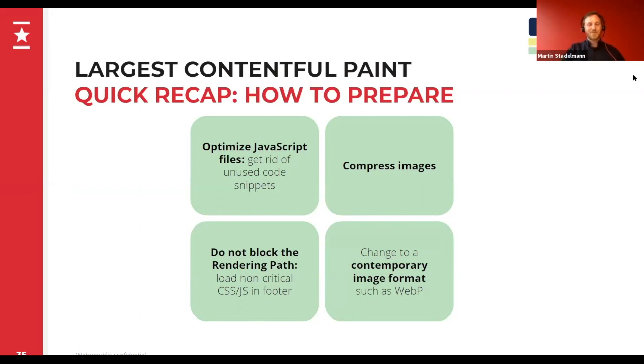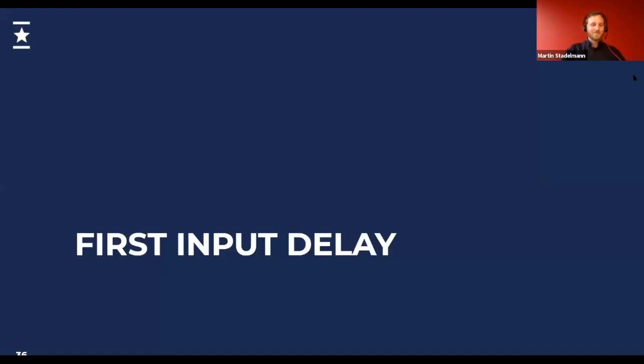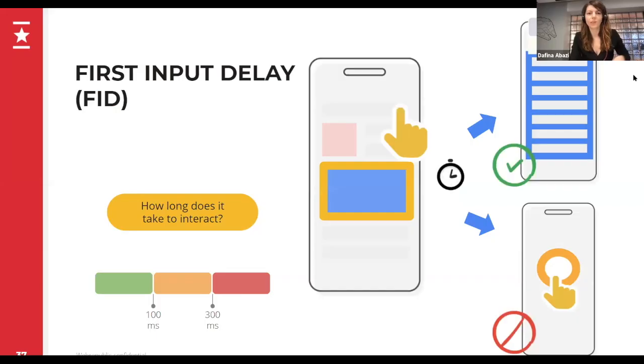Next up, first input delay. Well, we have heard a lot right now, but let's dig into the first input delay. It measures responsiveness and measures user experience delay when trying to interact with a page first. So pages should have an FID of under 100 milliseconds to provide a good user experience.